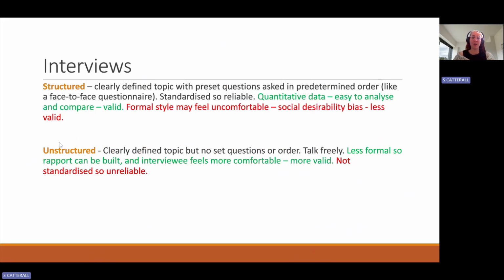Now, for the structured one, they might feel really uncomfortable and show social desirability bias. So they're going to lie because someone is sat in front of them. Like on a questionnaire, oftentimes they're anonymous, so you probably won't be affected by social desirability bias. But in an interview, they're sat right in front of you, you're probably going to be a little bit more embarrassed. You're probably more likely to lie.